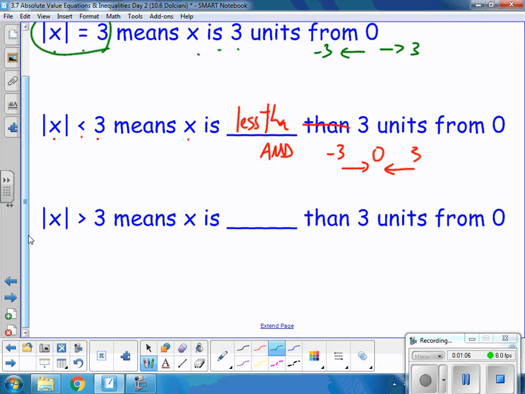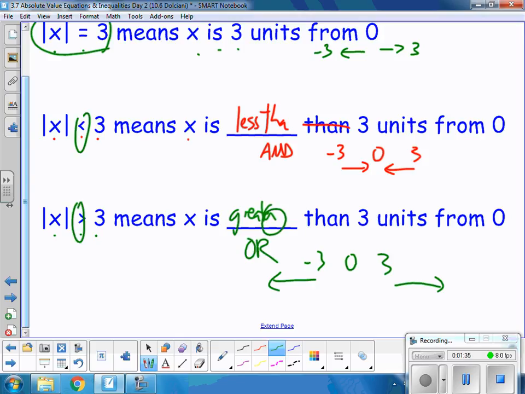Okay, and let's look at this next one. If the absolute value of x is greater than 3, that means that x is greater than 3 units from 0. So if we're at 0, and I've got my 3 and my negative 3, it's greater. So it's 3 greater, or it is greater in the negatives also. Greater, great or. So this is going to be an or. So a couple symbols to keep an eye on, and we did practice this yesterday. This is an and, this is an or.